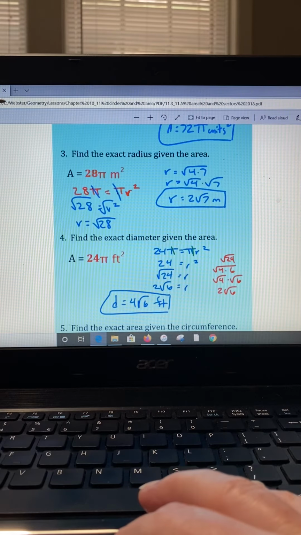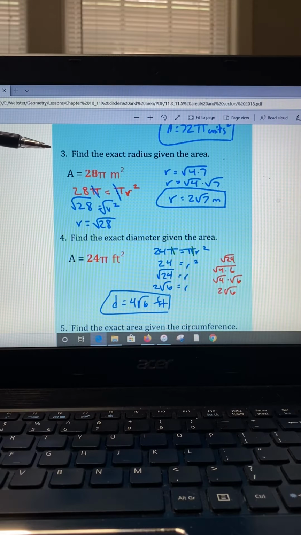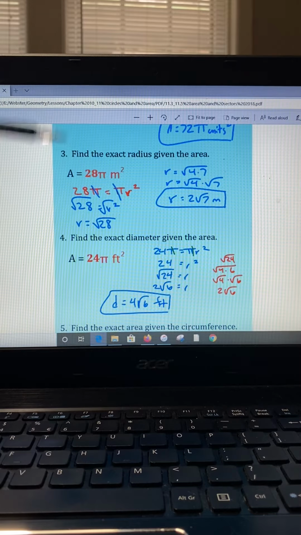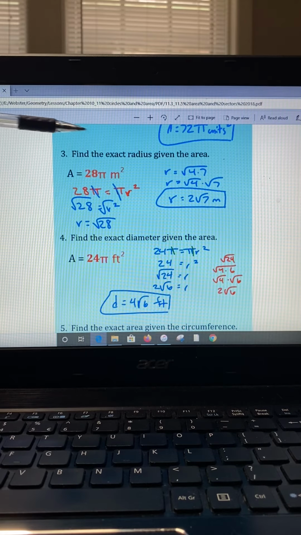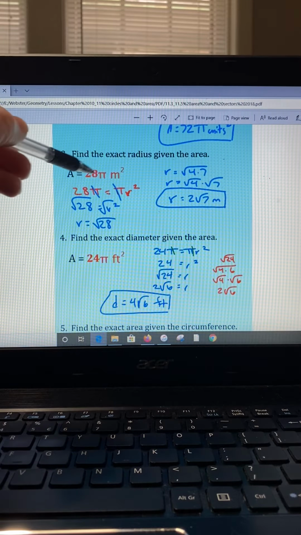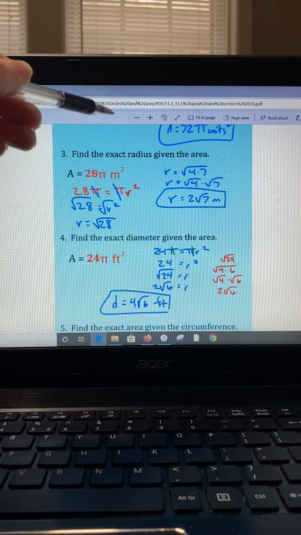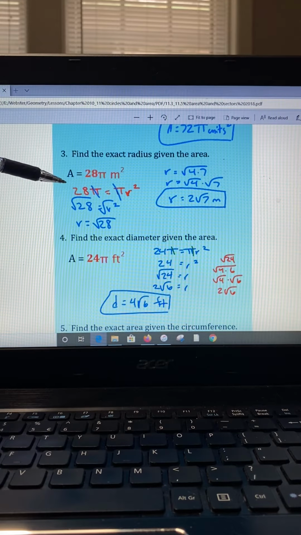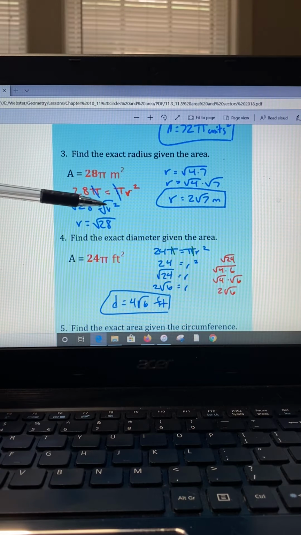The next couple, I'll just show you these next 2. I'm giving you the exact value of certain things, and you have to find something. On number 3, I'm asking you to find the exact radius, and I gave you area. Now remember, you need to focus on the formula. I'm giving you area, so you need to set that equal to the area formula. So 28 pi equals pi r squared. Turns out this is nice. The pi's do in fact cancel out, so you're left with 28 equals r squared. To get the r by itself, square root both sides, and we get the square root of 28.